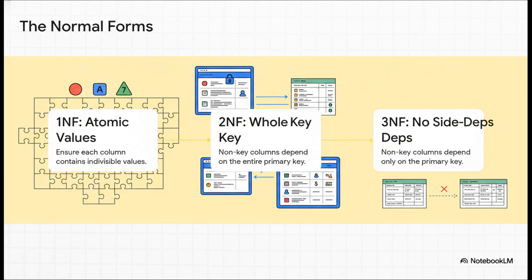The process is broken down into these levels called normal forms. You don't have to memorize them, but the first 3 are the most common. The gist is, you make sure every column holds just one single value, and then you make sure that all the data in a table really truly belongs together and depends on that table's main ID and nothing else.